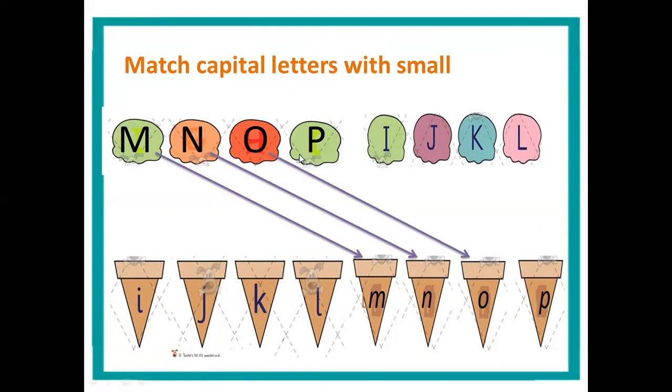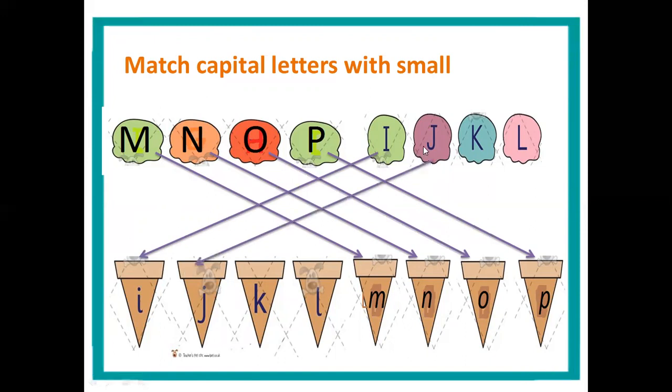Okay. Now our next letter is P. Where is P? Here is P hiding. Okay, P is hiding here. Now our next letter is I, and this one is I. Now our next letter is J, and this one is J, the capital J and the small j. Now compare and match the capital K with the small k. Now the last one is L, and where is L? This one is L. Well done, you do it correctly.